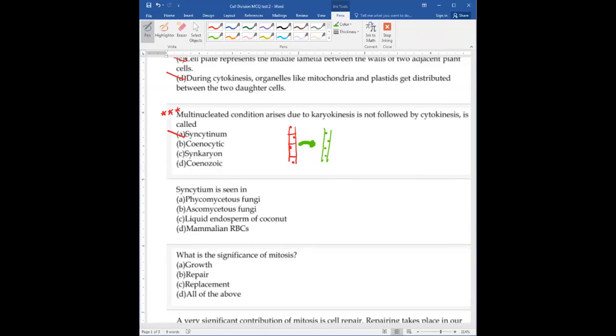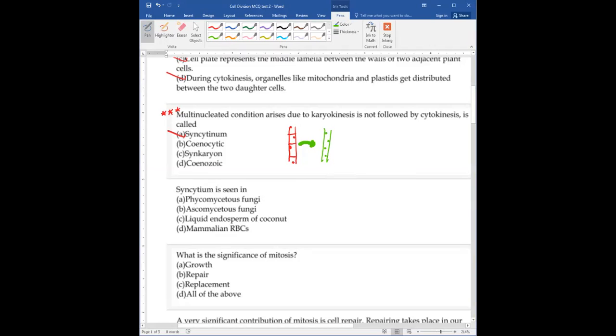Then we also have the endosperm of the coconut, and mammalian RBCs. So guys, let's try to see this. Now I have told you, yes, this is going to happen in your fungi. But now which class of fungi? That is also very important. Remember, not all of them show this kind of syncytium formation. Phycomycetes may not show it. Ascomycetes, that means sac fungi, may also not show it. Then there is basidiomycetes, club fungi.